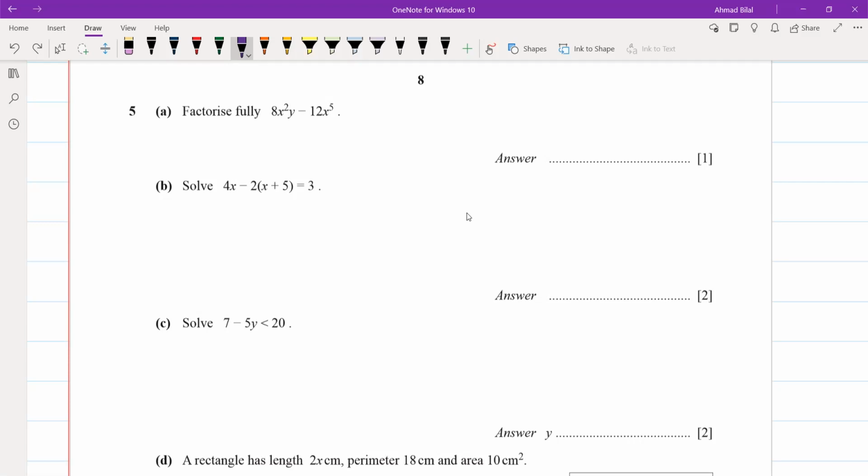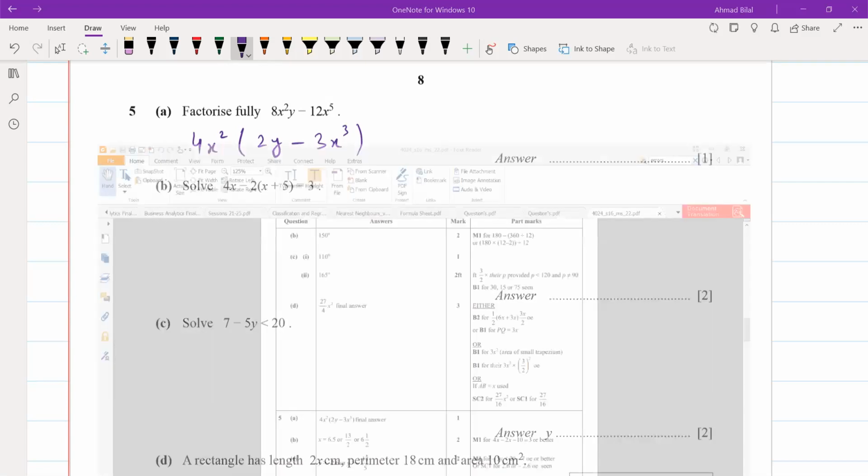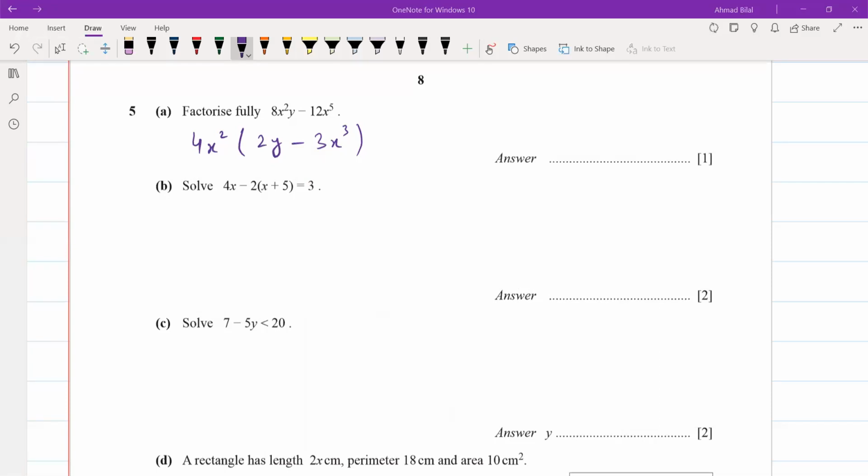But let's figure out. यहाँ पे हम क्या कर सकते हैं, 4 कॉमन ले सकते हैं. अच्छा, x square भी कॉमन ले सकते हैं. What are we going to be left with? 2y minus 3x cubed, right? So is there anything else that we can do here? It doesn't look like it, right? So that's what we get. We can't really do much else with this. So we have 4x square into 2y minus 3x cubed.